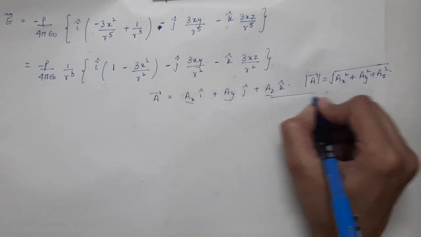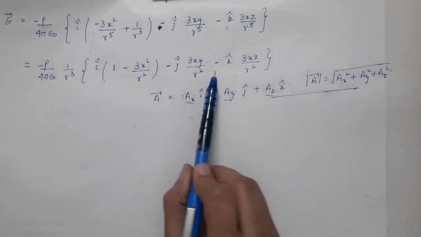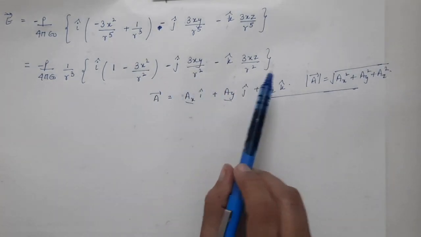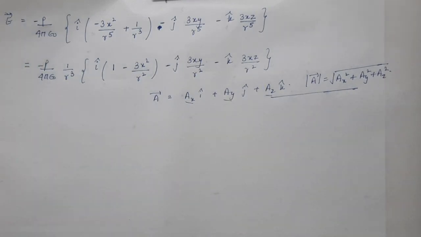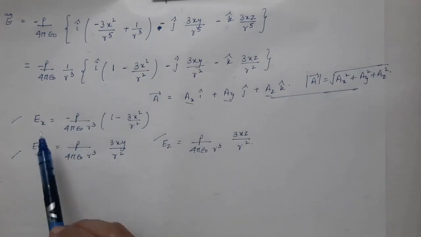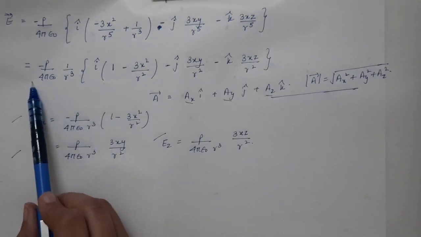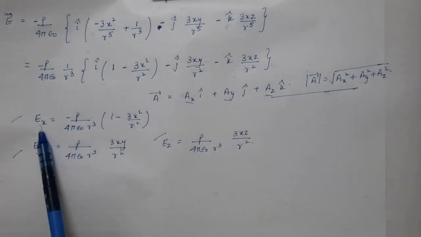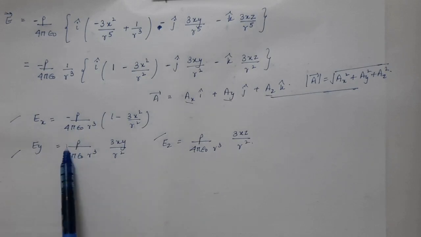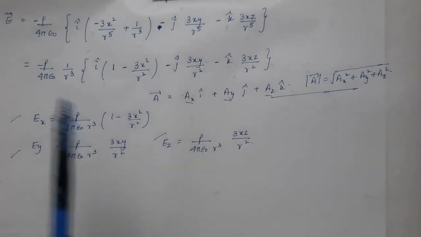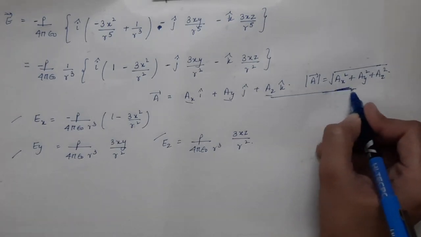So the similar formula will be used over here. Here I have the x component, y component and z component. So simply I will use this formula to find the magnitude of the electric field intensity. So these are the x, y and z components of the electric field. So I have divided this equation into x component, y component and z component of the electric field. So I have written all the components separately. So now I am finding the magnitude of the electric field using this formula.